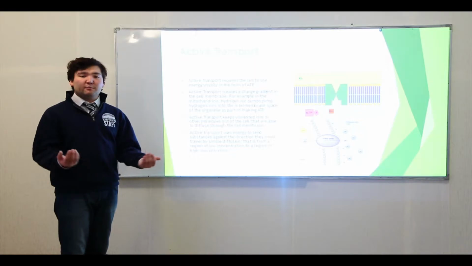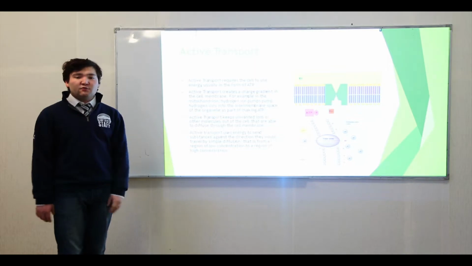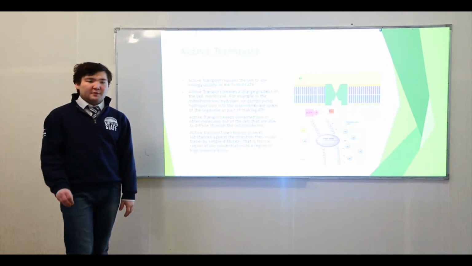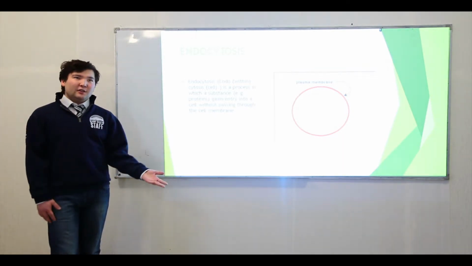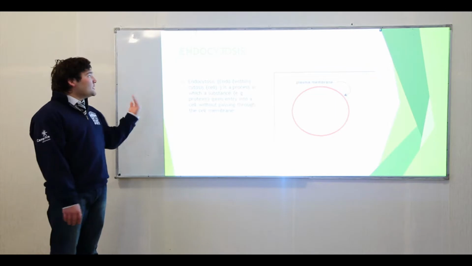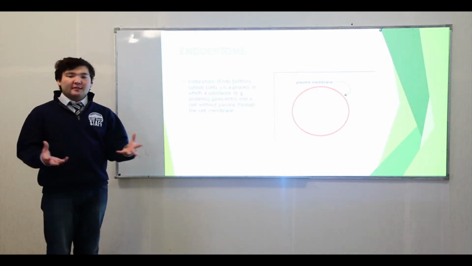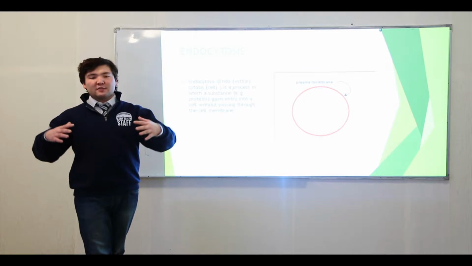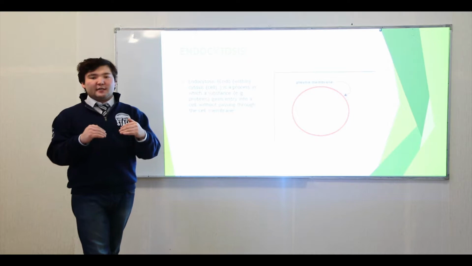And from the school program, you know that one of the brightest examples of active transport is the potassium and sodium pumps. Next. So, another process that is neither active transport nor passive transport is endocytosis. What is endocytosis? As the name suggests, endocytosis is a process in which a substance gains entry into the cell without passing through the cell membrane. Actually, the cell membrane engulfs the substance that should enter the cell, and goes inside the cell with it. Next.